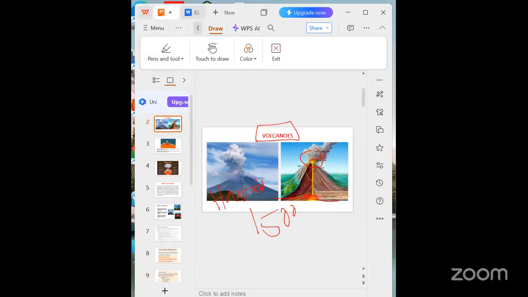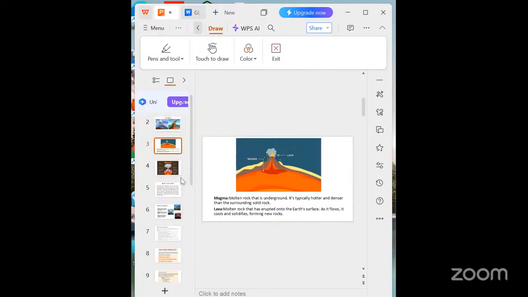The volcanoes are usually found where tectonic plates meet, right? The lava of a volcano is very, very hard. So the liquid inside the volcano, right? Now first we are going to go deeper into these volcanoes. First, we want to know what is magma and what is lava.